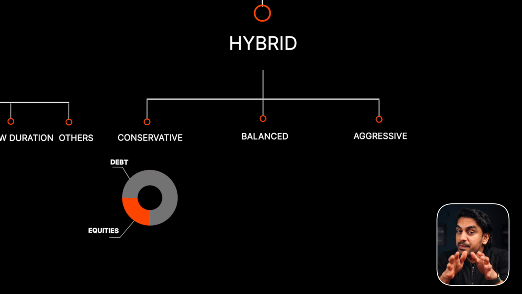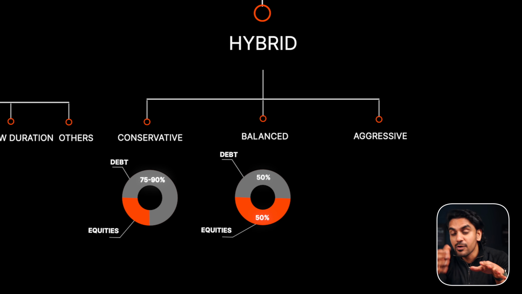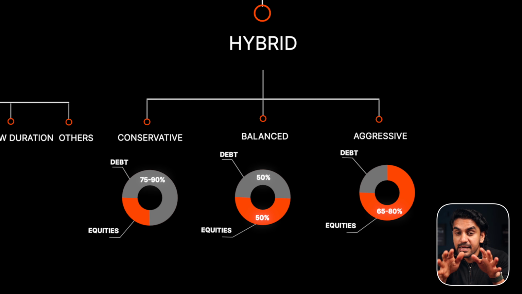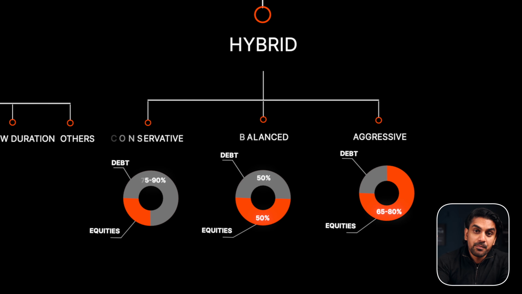A conservative hybrid fund is a debt fund with 75 to 90% in debt and the rest in equity. The balanced hybrid fund goes with a balanced approach and has debt and equity in almost similar proportions. And an aggressive hybrid is more tilted towards the equity part with an allocation between 65% and 80%.